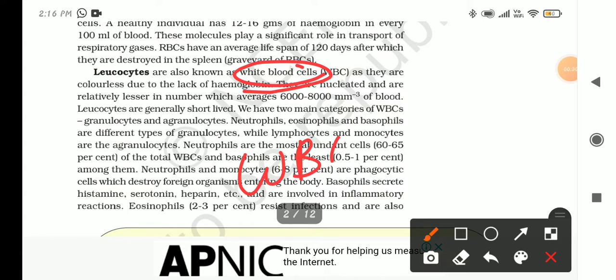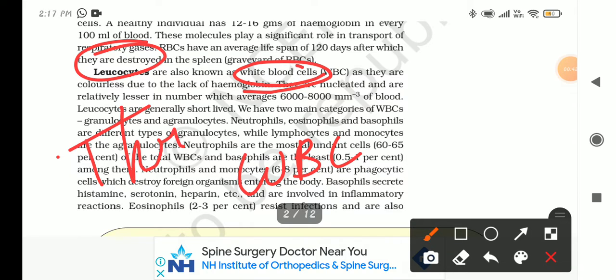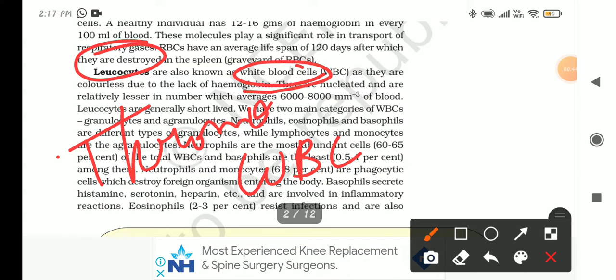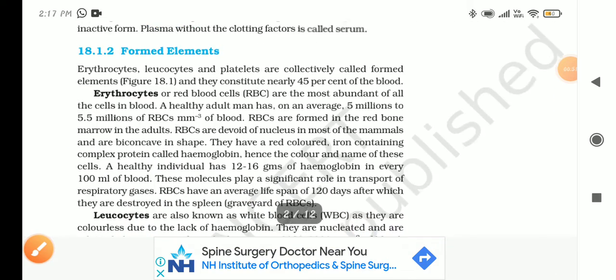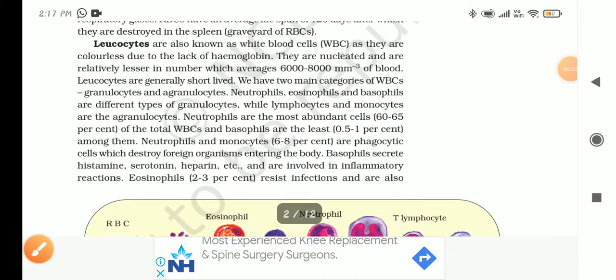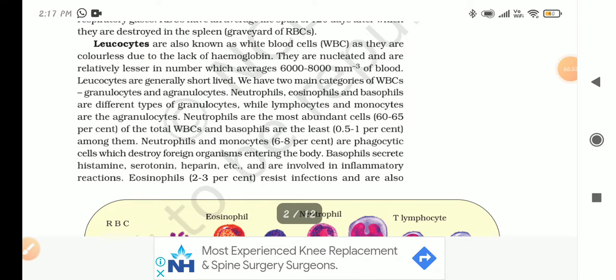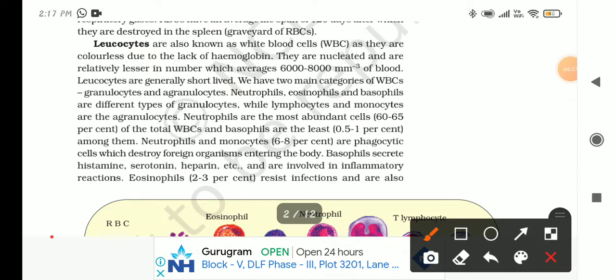WBCs have another name, which is leukocytes, and we have talked about RBCs, which have another name, which is what? Erythrocytes. Platelets are thrombocytes. And the leukocytes, we are going to discuss, are colorless.